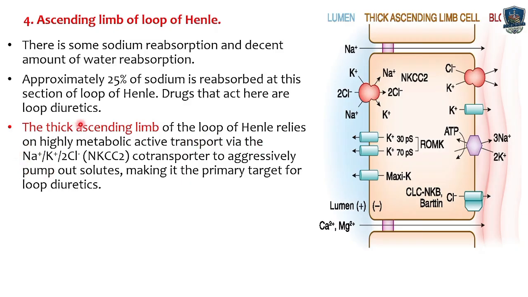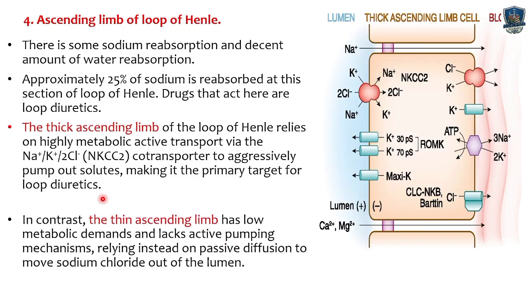The thick ascending limb of the loop of Henle relies on highly metabolic active transport via the sodium potassium chloride co-transporter to aggressively pump out solute, making it the primary target for loop diuretics. Loop diuretics work by inhibiting this co-transporter, and that's why they're massive when it comes to dealing with edema, or when it comes to excreting massive fluids. Loop diuretics tend to do a very good job, the likes of furosemide. I'm going to explain later on how that happens.